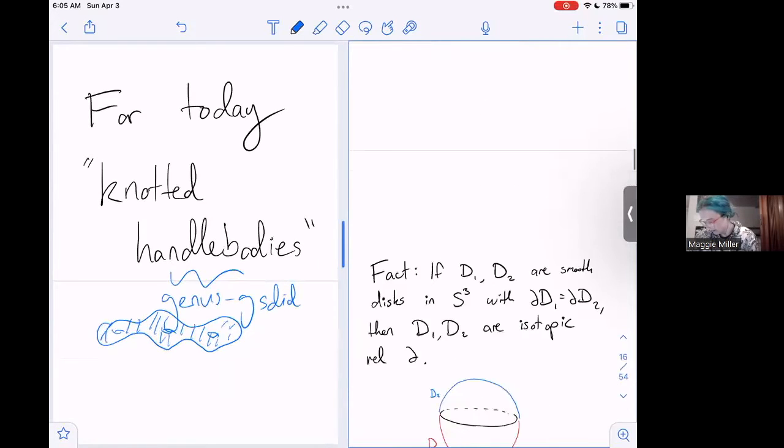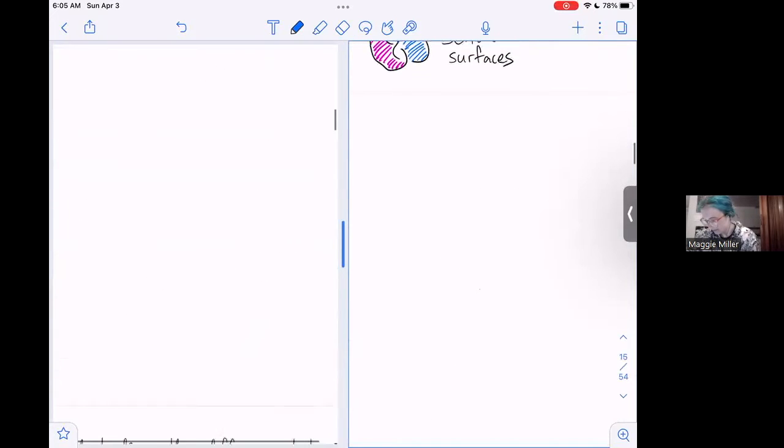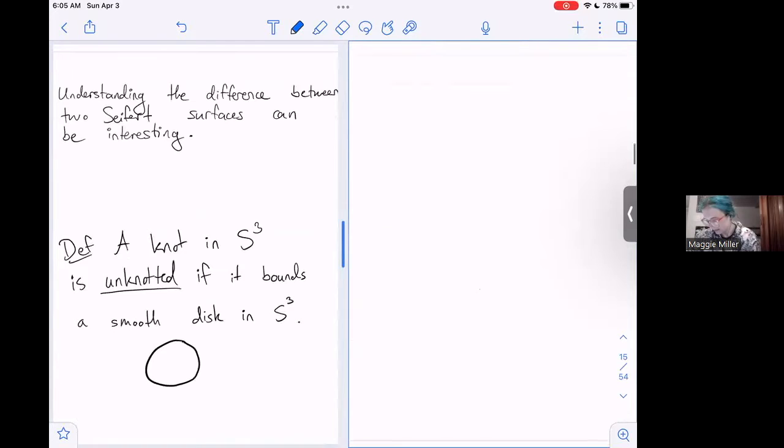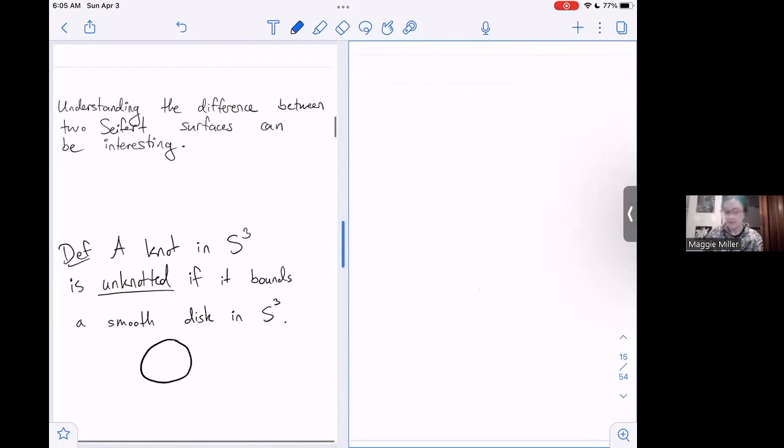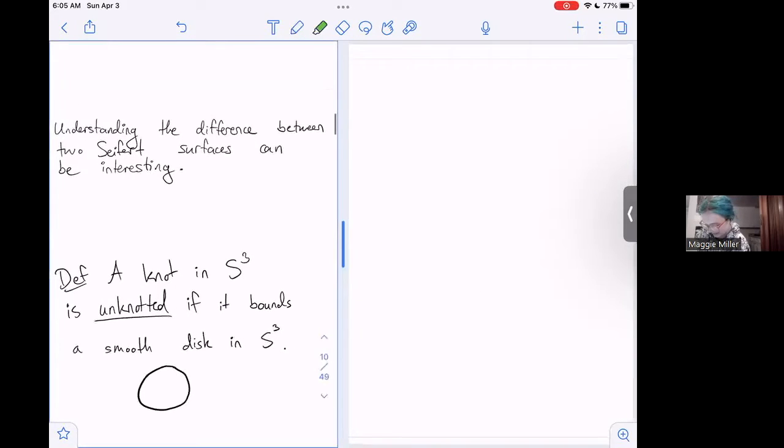Okay, so here's 3D motivation for the theorem that I'm going to talk about. Understanding the difference between two Seifert surfaces can be interesting. That's just a claim. So here's a definition. A knot in S3 is the unknot if it bounds a smooth disk in S3. I think this is familiar to everybody. So here's my disk that my knot bounds. But a very perceptive question upon hearing this definition, very reasonable, I've never heard someone ask this just given this definition, is then how many disks does the unknot bound? Does it bound just one or many more?